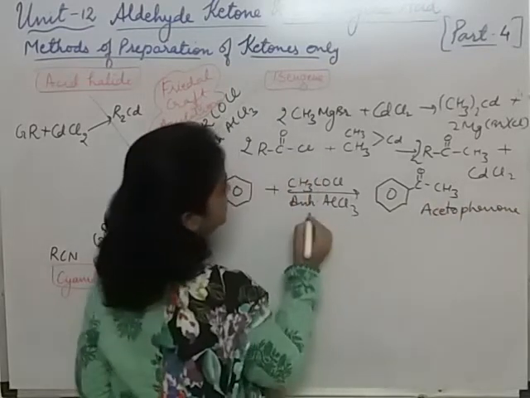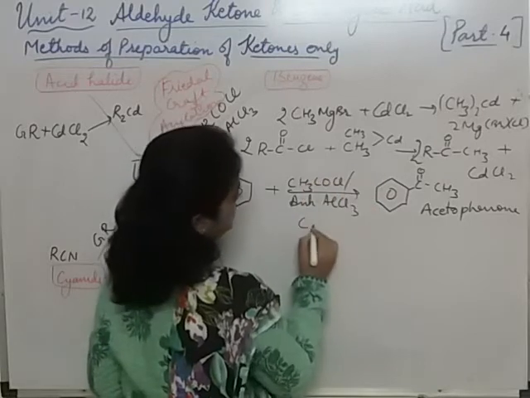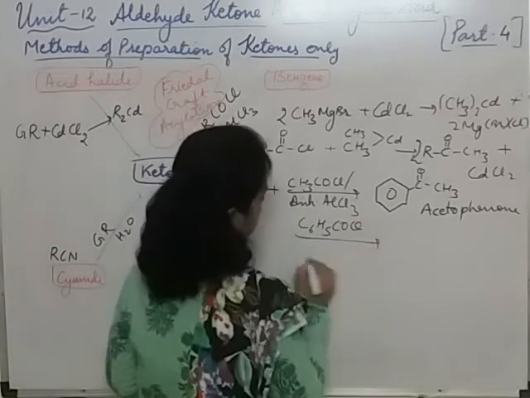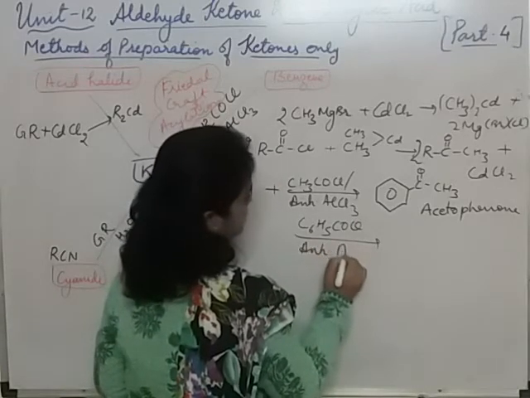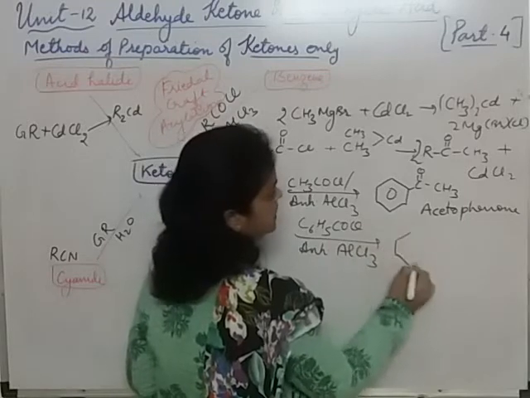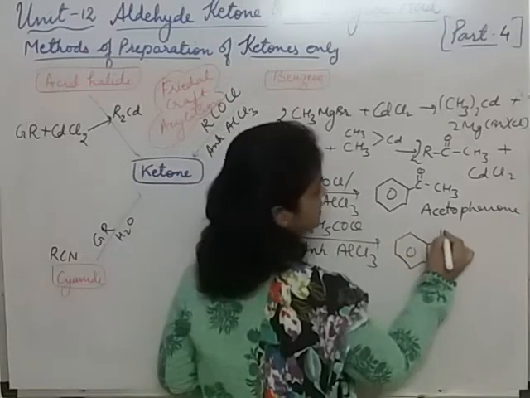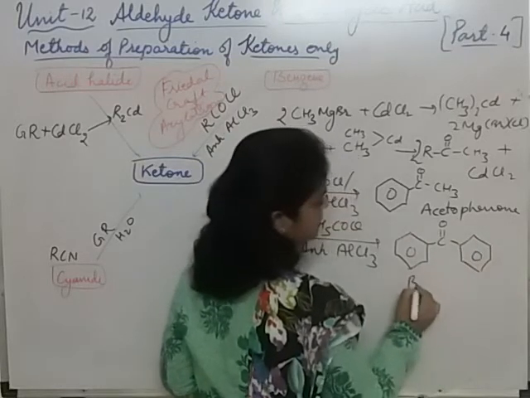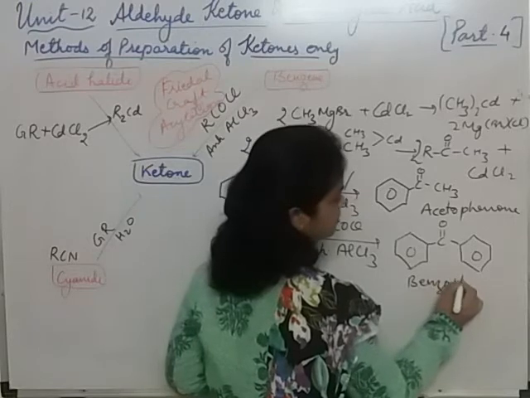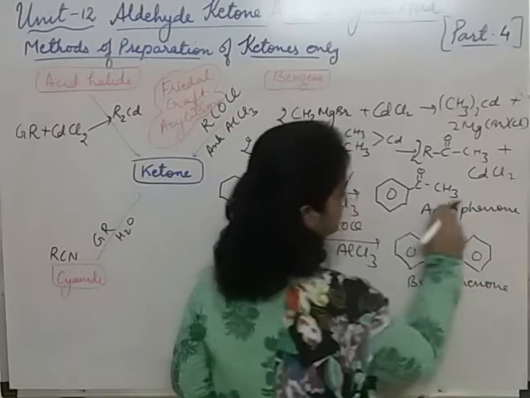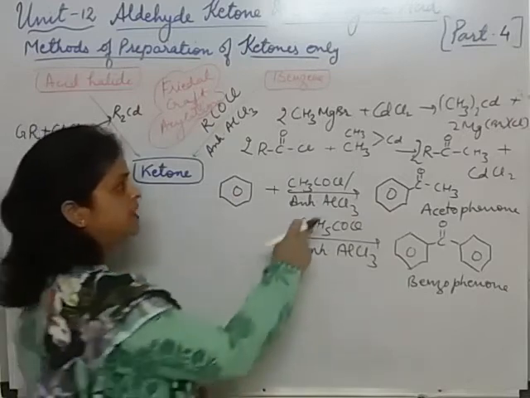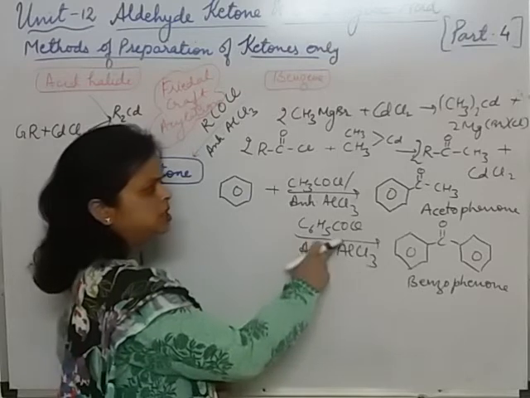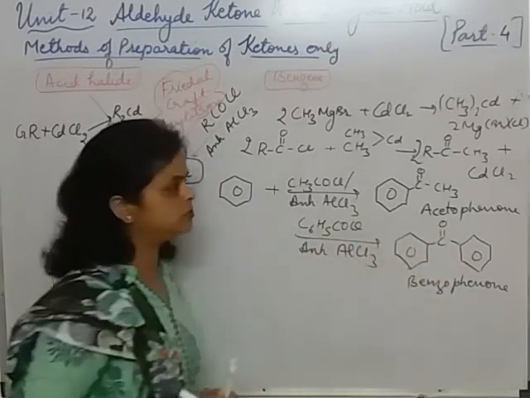Okay, and if you are taking C6H5COCl with anhydrous AlCl3, you will get benzophenone. So here you will get this type of structure, with CO. This is nothing but benzophenone. Okay, this is Friedel-Crafts acylation when you are introducing the CH3CO group into the ring. This is benzoylation when you are introducing the C6H5CO group into the ring.